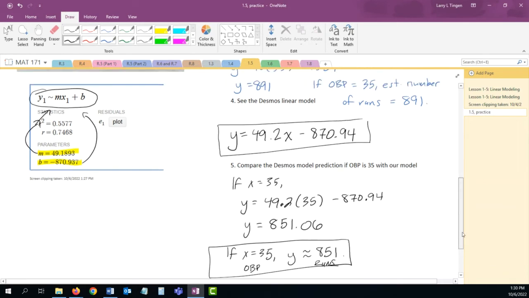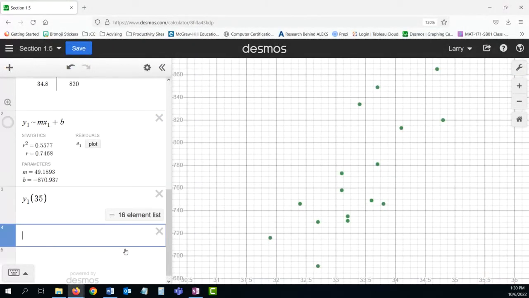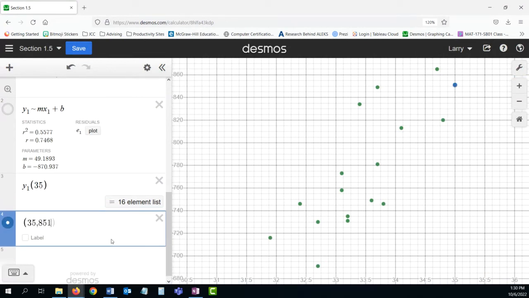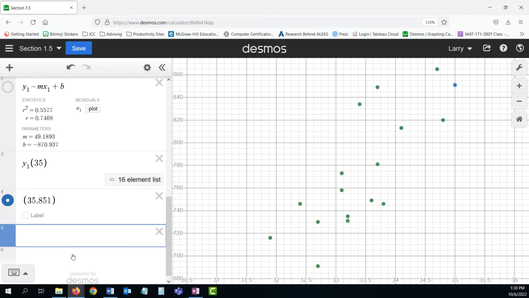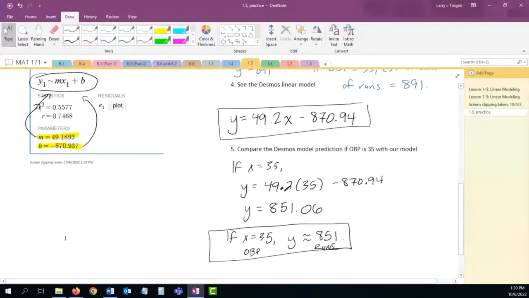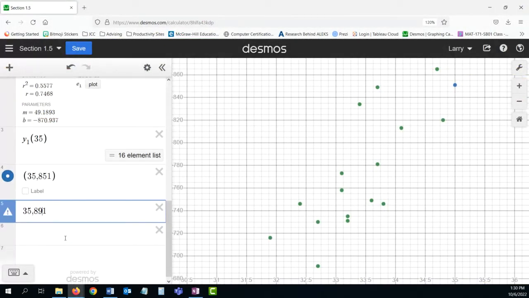Right. So let me show you where these are on the graph and then see if you can answer that question. If I list 35, 851, you see it pop up over here? There it is, right there. That seems to fit along with our data. This is the point we get by following the equation given to us by the Desmos linear regression. The other point was 35, 891. Oh, that's in the wrong place.